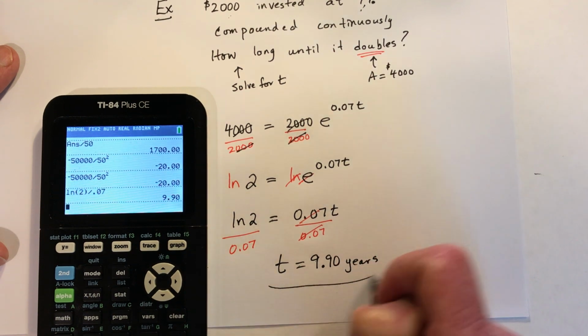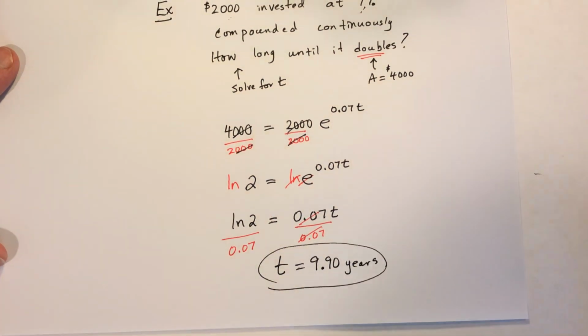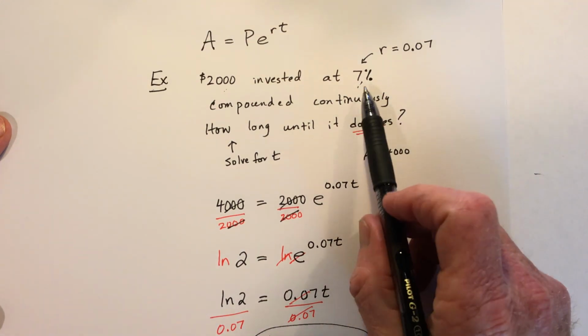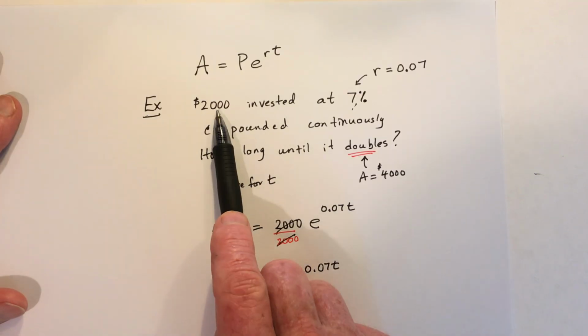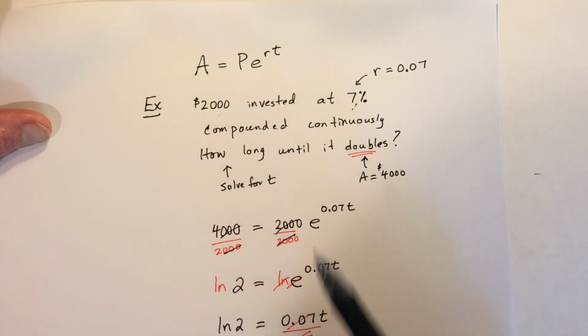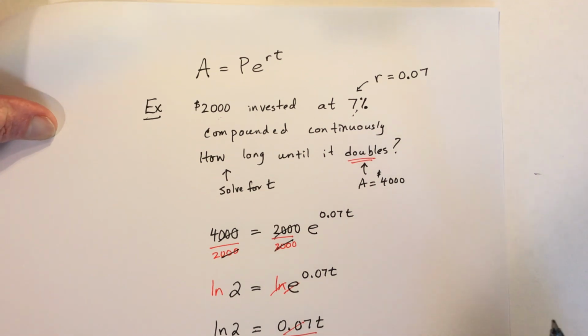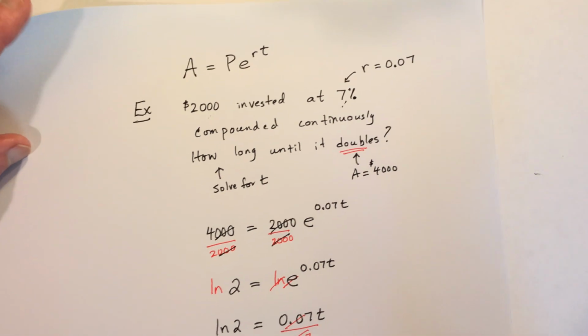So if you want to double your money in a nice, safe bank account, it's going to take 9.9 years. If you go to Las Vegas and you bet it all, you could double your money in 9.9 seconds. Or you could lose all of your money in 9.9 seconds.